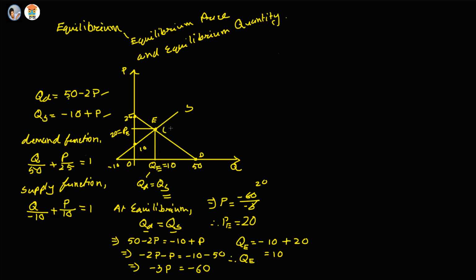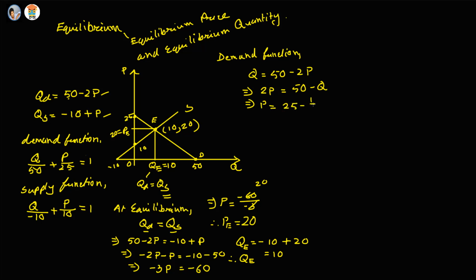So this point is here. For equilibrium quantity you can write 10, and for equilibrium price you can write 20. Now instead of using demand function and supply function, we can change them a bit. Say we had the demand function Q is equal to 50 minus twice P. This can be written as twice P is equal to 50 minus Q, or P is equal to 25 minus half Q.